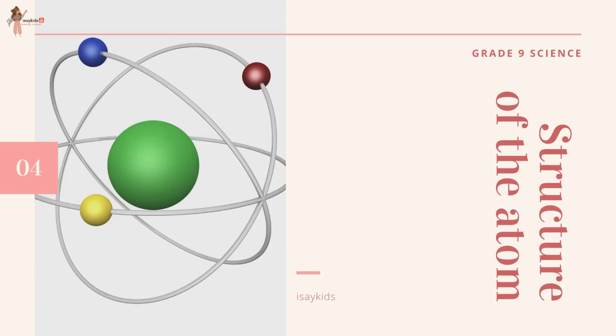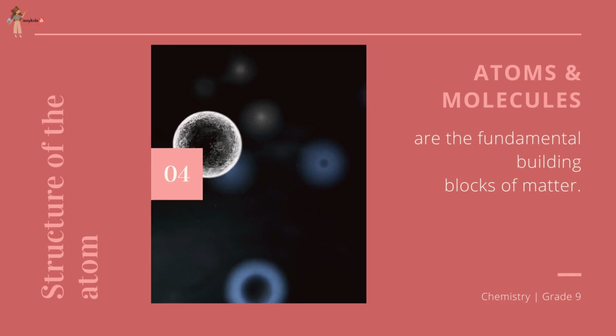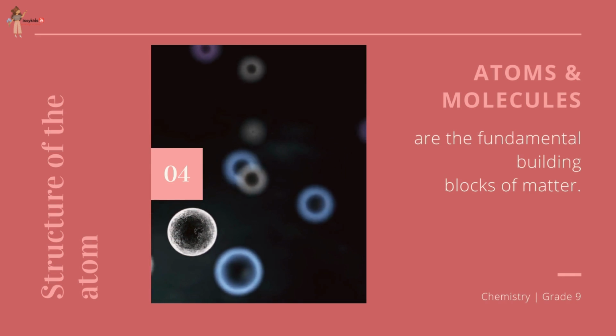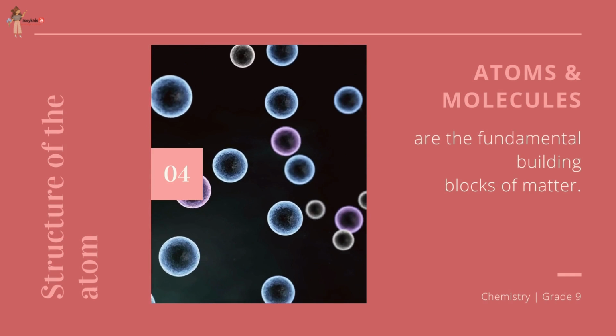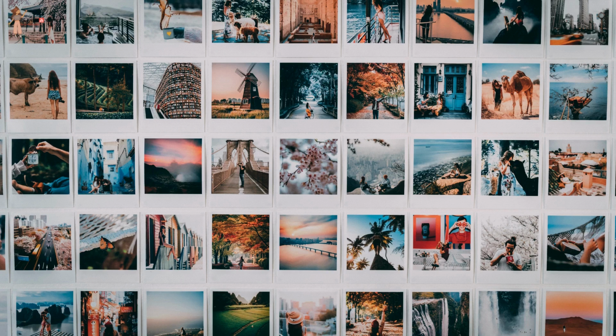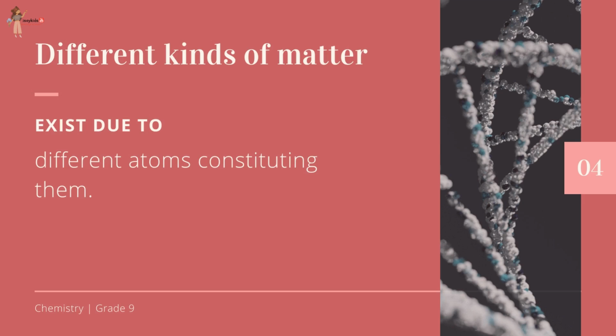Hi there! Let's begin with this super interesting chapter, Structure of the Atom. We know that atoms and molecules are the fundamental building blocks of matter. There are so many different kinds of matter in this world. The existence of different kinds of matter is due to different atoms constituting them.